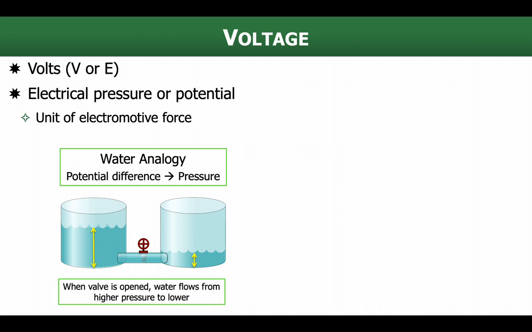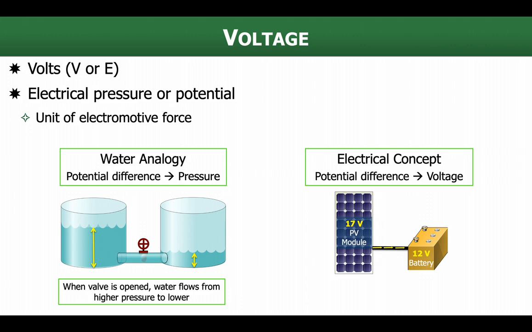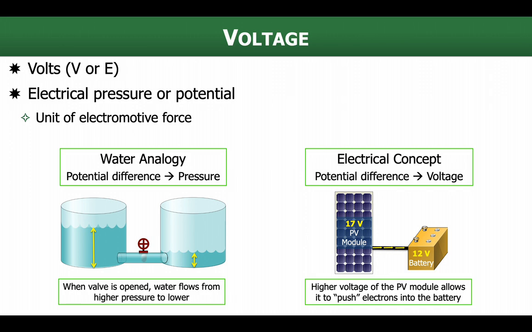Voltage is like pressure. So the electrical concept would be that potential difference, which is our voltage, the pressure, is present to push electrons, if you will. Here I've got a PV module. It's 17 volts. It's charging a 12-volt battery. That 5 volts of difference is what allows the PV module to push electrons into the battery. If they were both 12 volts, there's no pressure difference, there's no voltage difference, there's no potential difference, there's no current that's going to flow. We need that higher voltage to be able to push into that lower voltage. So the water analogy there works pretty well for voltage.